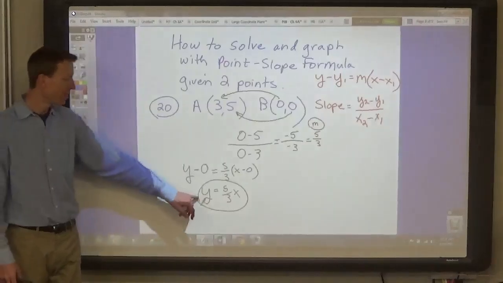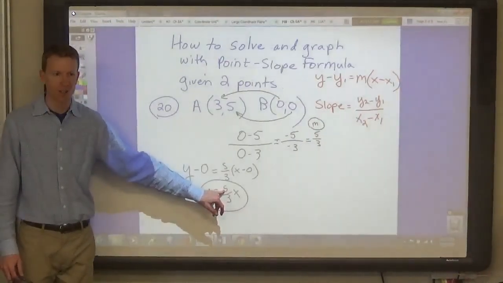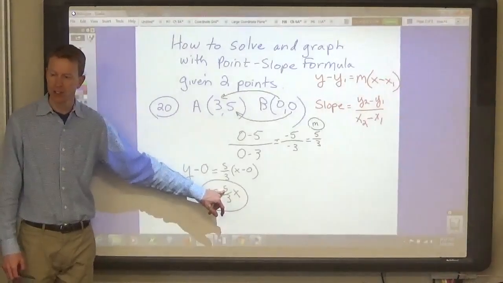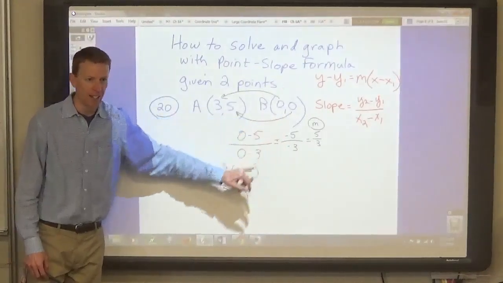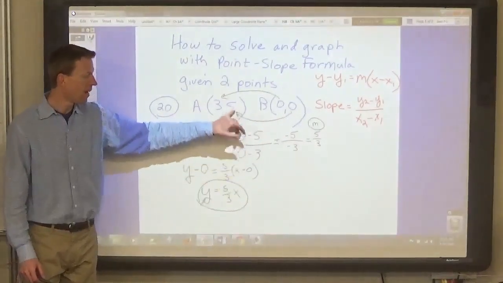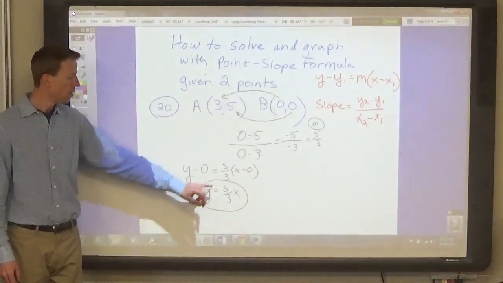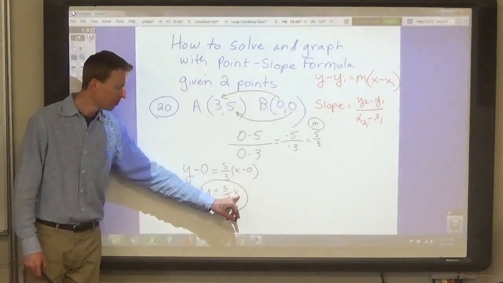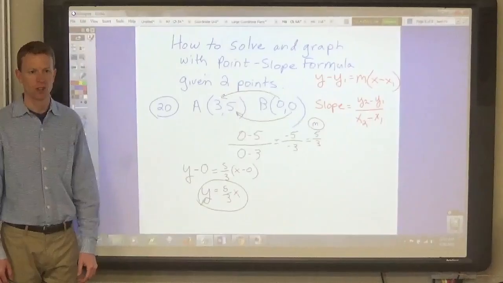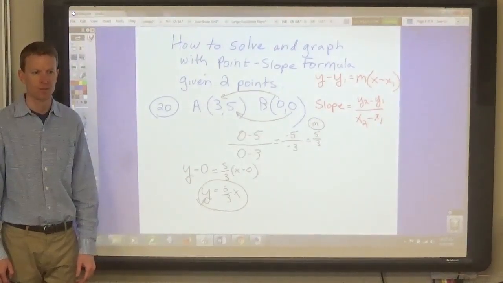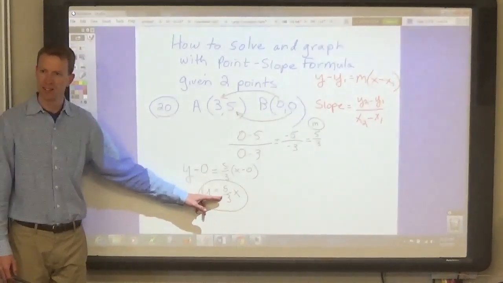Now, think about this equation. Would this be a direct variation? Remember, any direct variation goes through 0, 0. Is 0, 0 one of the points? Yeah. Yep. And 3, 5 is another one. If x is 3, then the 3's would cancel out, and y would equal 5. So those 2 points work. This is our equation in slope-intercept form. Right?